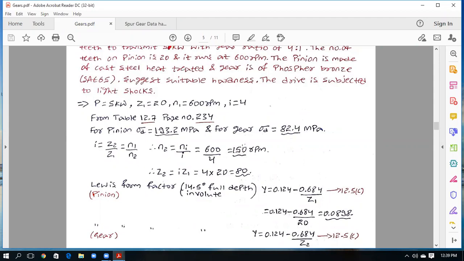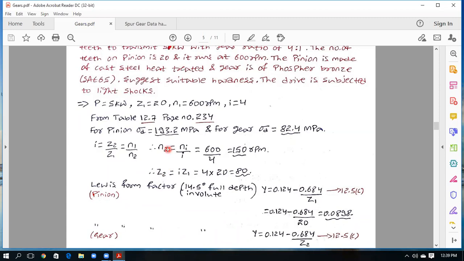Now, you need to find out the teeth on the gear. Use the gear ratio formula, I is equal to Z2 by Z1. In this, Z1 is given. Therefore, Z2 is equal to I into Z1, that is 4 into 20, which will be 80. Now you have got both N2 and Z2, that is the number of teeth on the gear and the RPM of the gear.